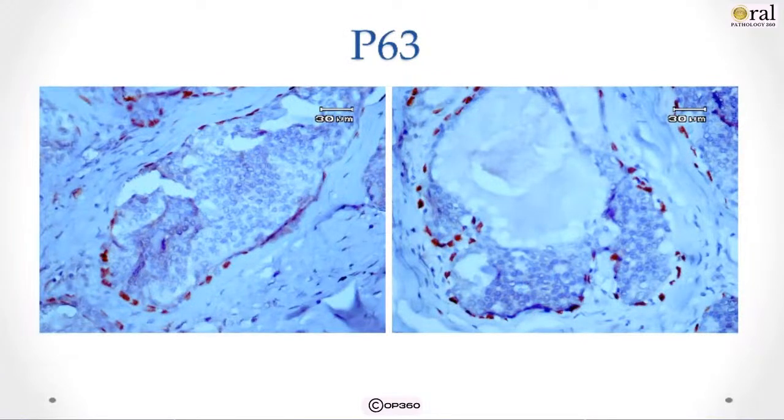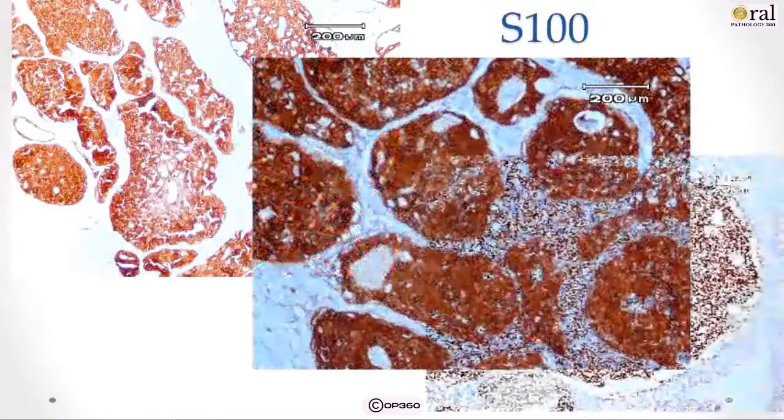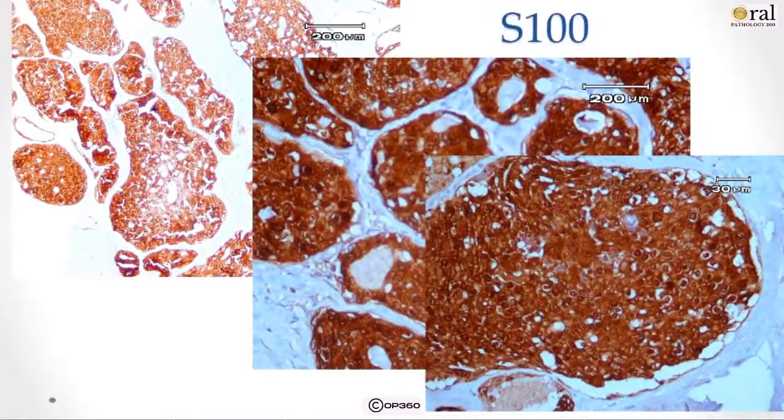P63 was positive in peripheral rimming of solid islands and cells lining cyst-like spaces as well. S100 immunostaining shows strong diffuse immunoreactivity for the tumoral cells. Most of the islands and nests are stained with this immunohistochemical marker.